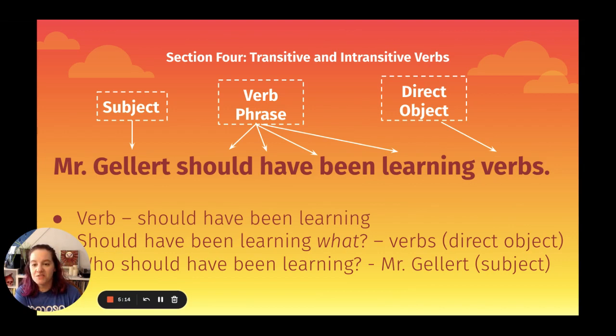And then we ask ourselves, all right, what is receiving the action of learning? Or you could go, Mr. Gellert should have been learning what? So our direct object is going to be verbs. It is receiving the action of our verb learning. Should have been learning what? And we can answer that question.